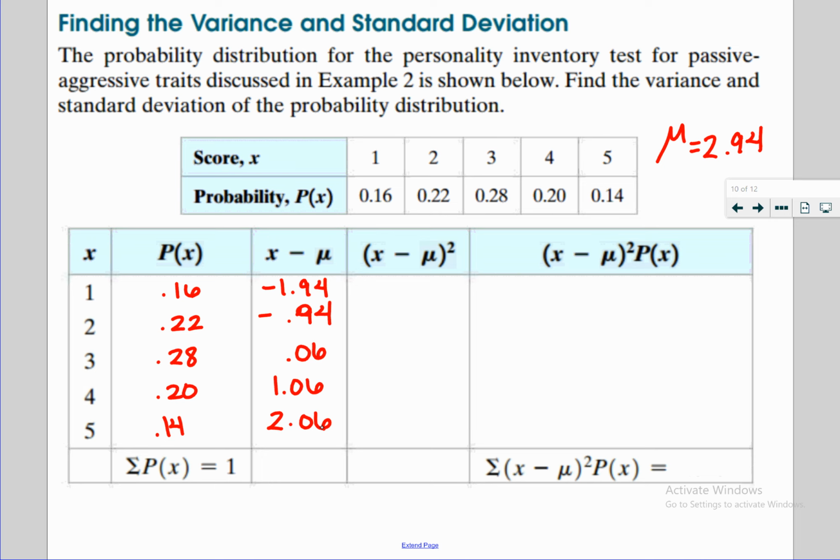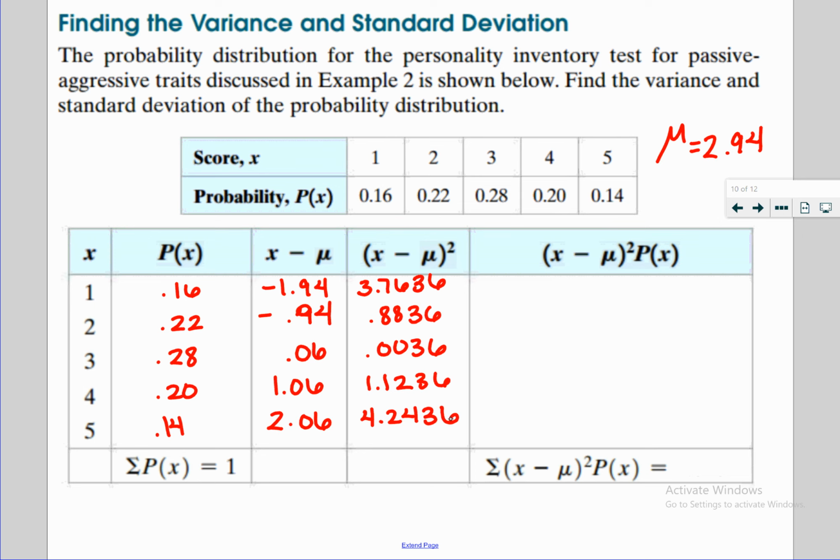The next column just says x minus the mean squared. So that's the previous column squared, which is what we used before to find variance and standard deviation, the sum of the squares. All right, so 1.94 squared, I don't even type those negatives in my calculator because it's not going to be negative anyway. 3.7636. 0.94 squared, 0.8836. 0.06 squared, 0.0036. 1.06, 1.1236, and 2.06, 4.2436.